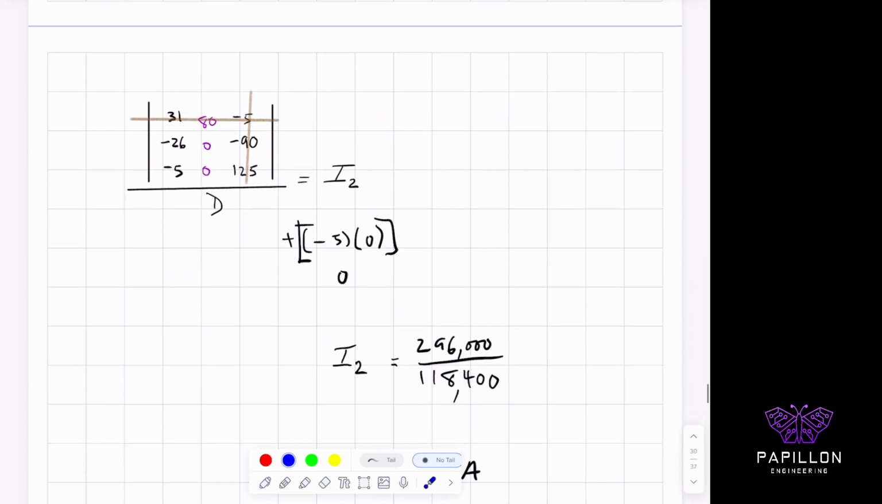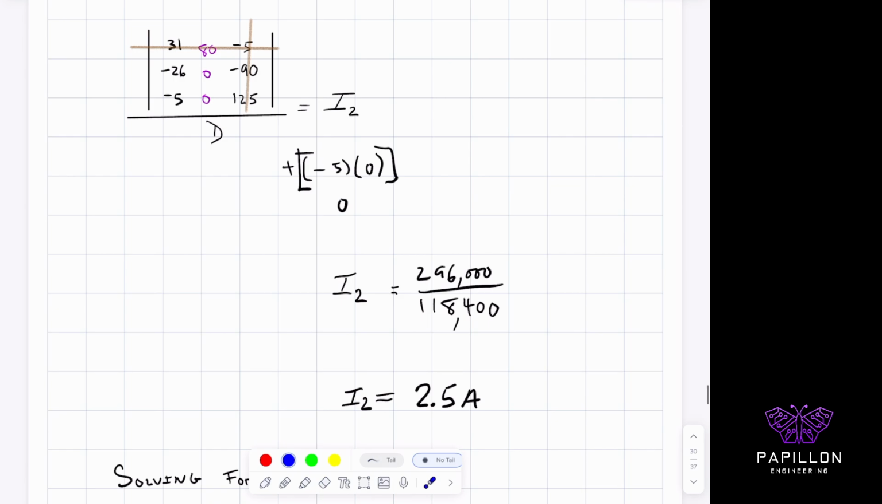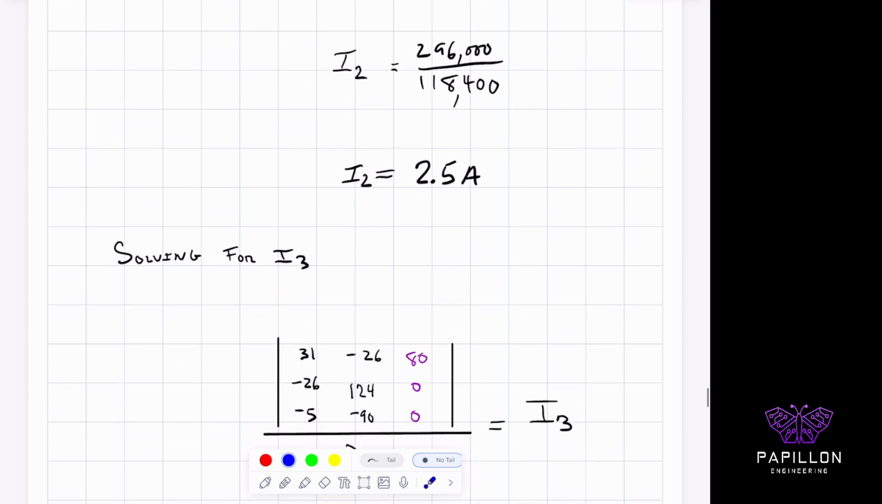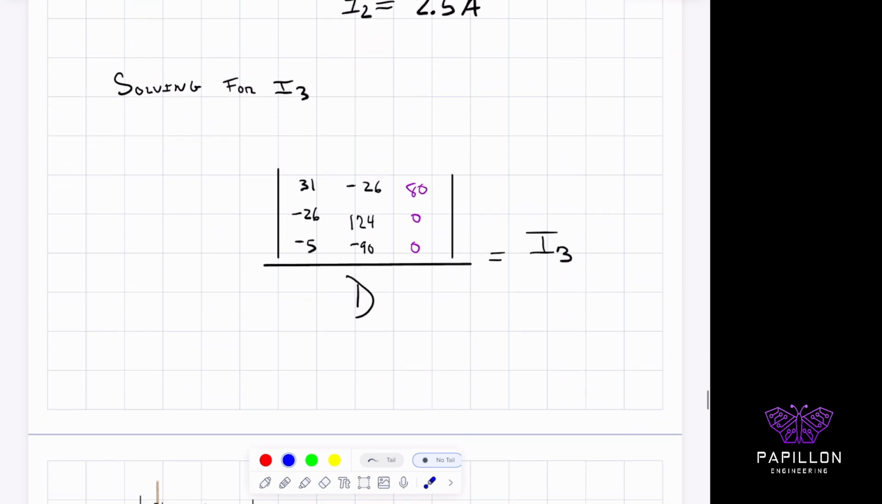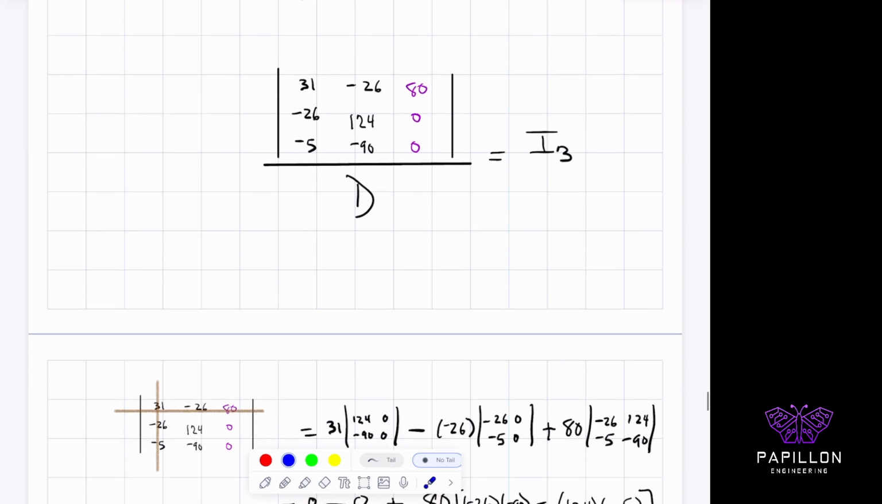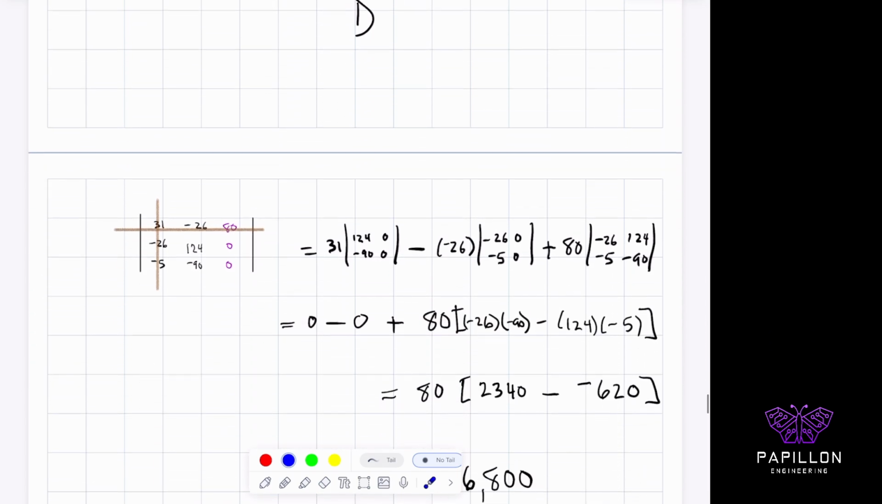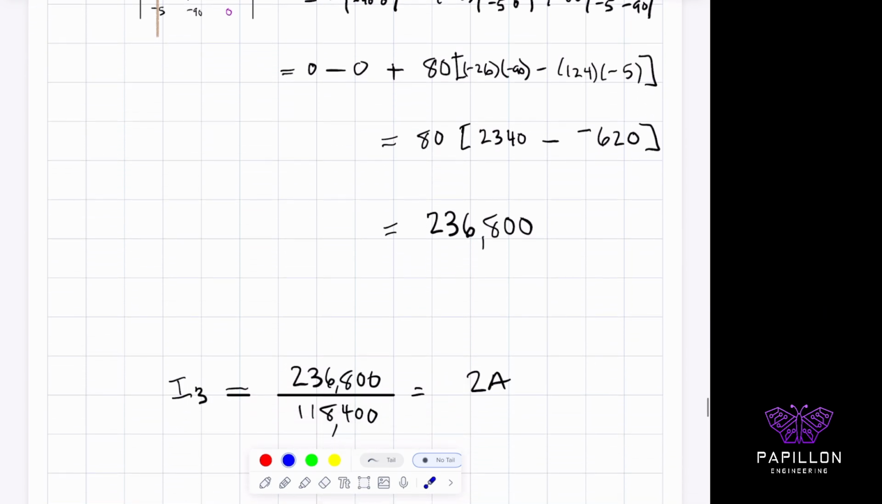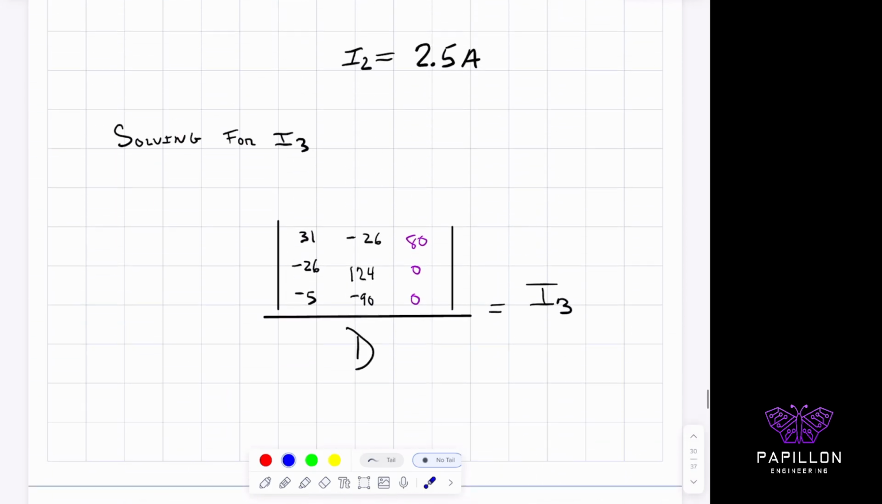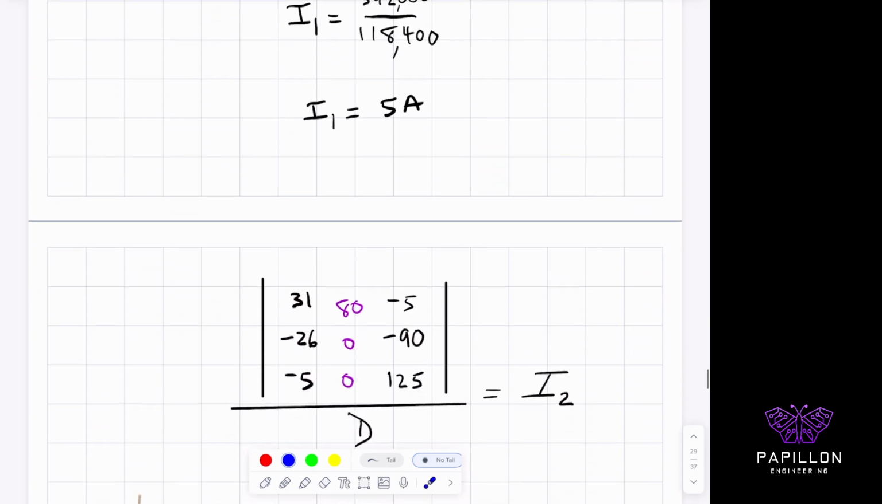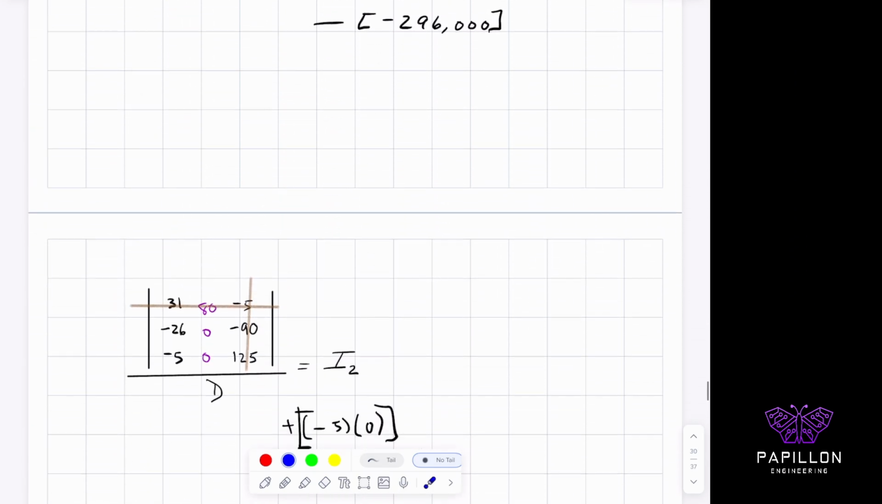If you work through these problems, I end up getting 2.5 to be I2. It's again solving the system of equations. And then finally solving for I3, right? And here's my proof here. I get back a value of 2 amps. Okay, so we're able to show, hopefully without too much pain and suffering, 2 amps, 2.5, and I think what I said before, and 5 amps to be our solutions to this problem.